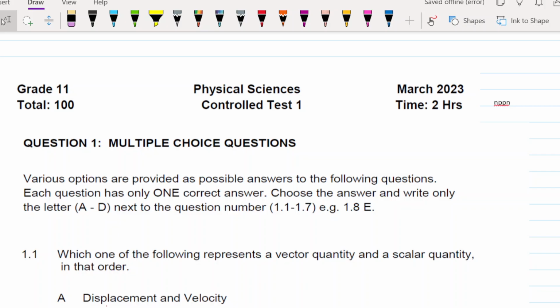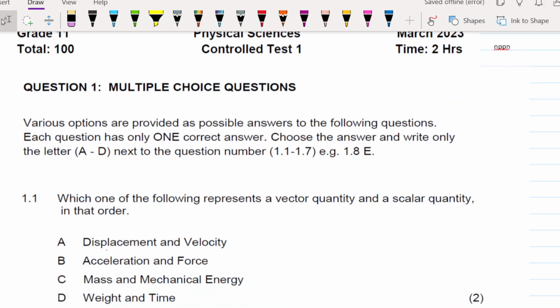Good day, grade 11s. Today we have another video on the March controlled paper. It was written last term by the grade 11s from one high school. So we are going to look at the paper and answer the following questions. I think there are around 8 questions. We are going to do part 1 for question 1, part 2 for question 2, and so on and so forth. So let's now zoom in and look at the paper.